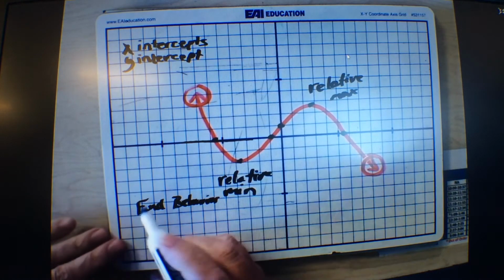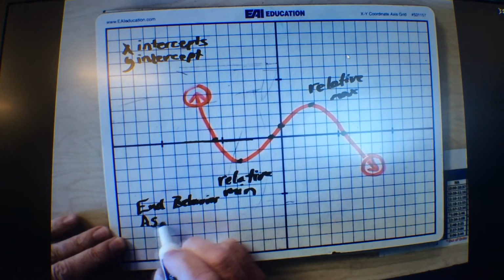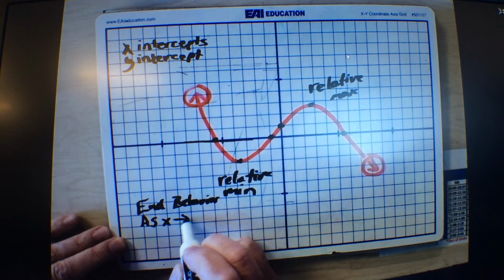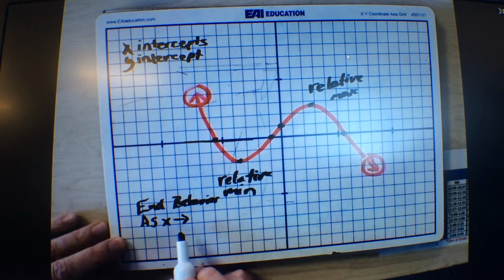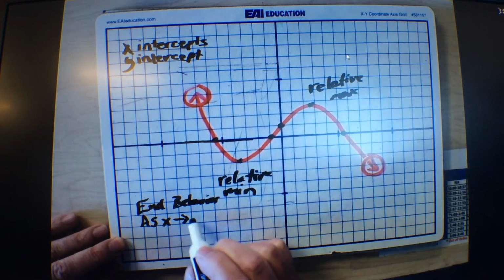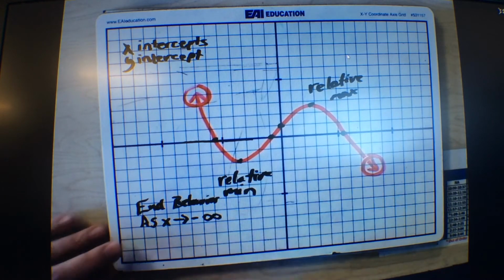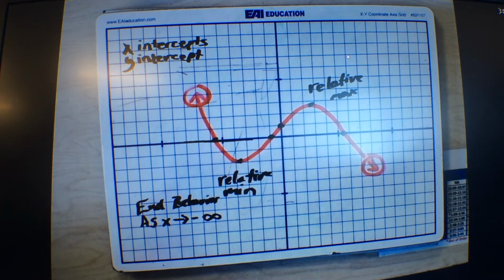Infinite. So we would say the end behavior is as x approaches, and see that arrow? That means it approaches negative infinity. Why do we have to say negative infinity? Because it's going negative. CJ, do you understand it?